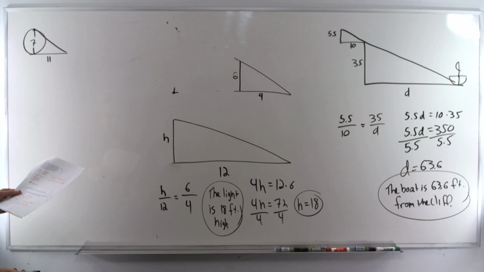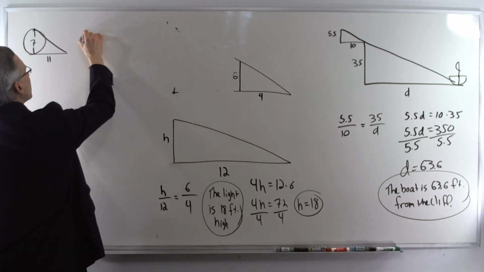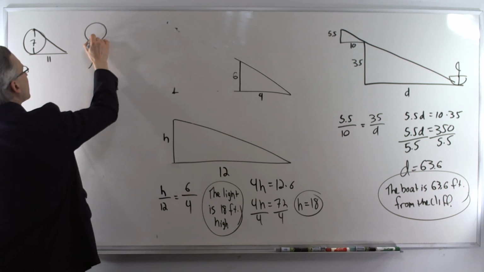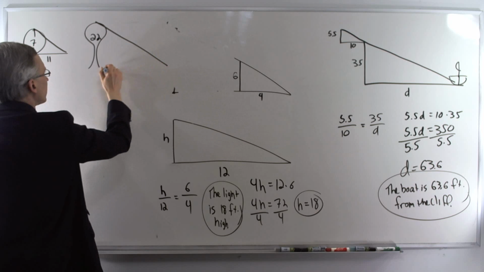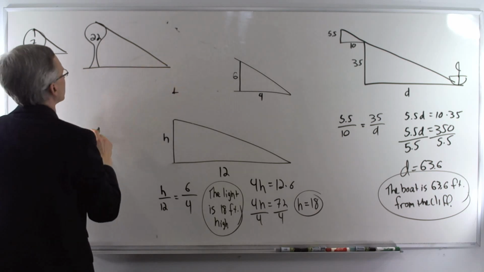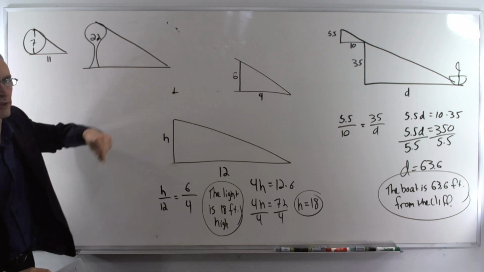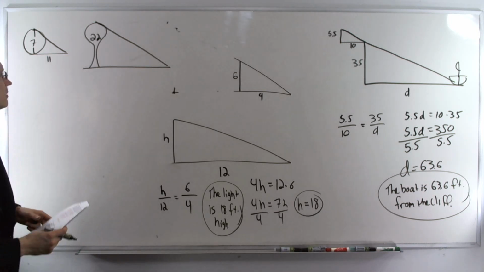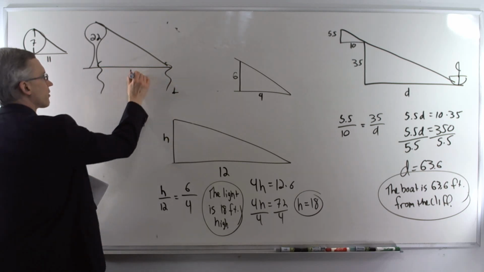Now we also know that there's a tree that is 22 feet tall, and the shadow is exactly the same width as the river. So here's the river, here's the shadow. Now we're going to find the width of the river.